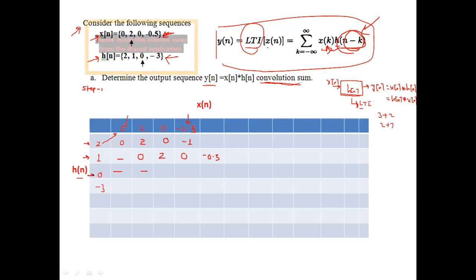The next sample is 0. So 0 multiplied by 0, it will be 0. 0 multiplied by 2, 0. 0 multiplied by 0, and again we have 0. Next, shift by 3. Okay, here no shift, k will be 0. In the first case, shifting will be 0.